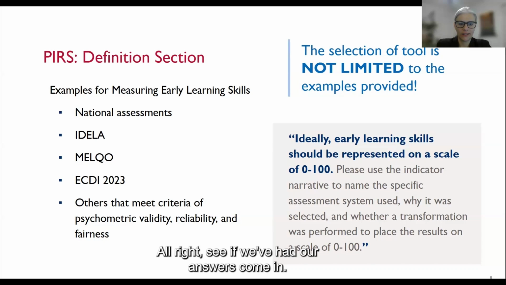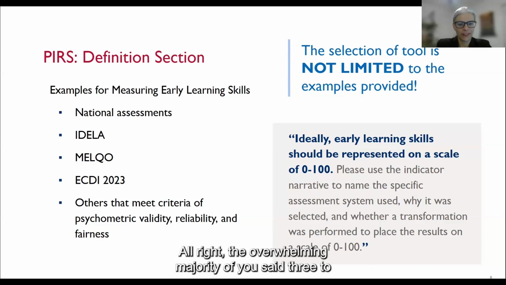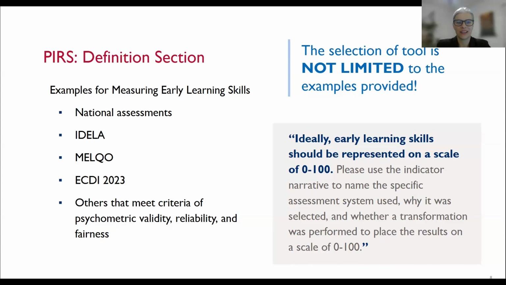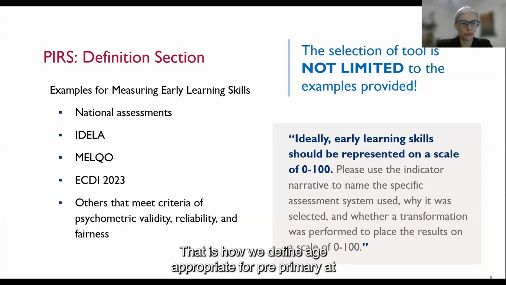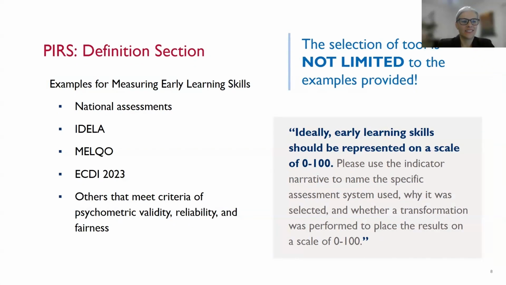All right. See if we've had our answers come in. All right, the overwhelming majority of you said 3 to 6 years old, which is the correct answer. That is how we define age appropriate for pre-primary at USAID.